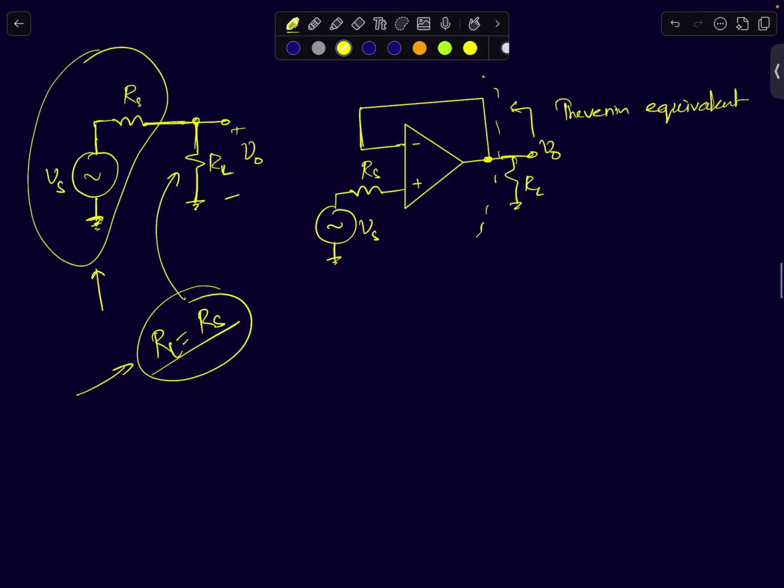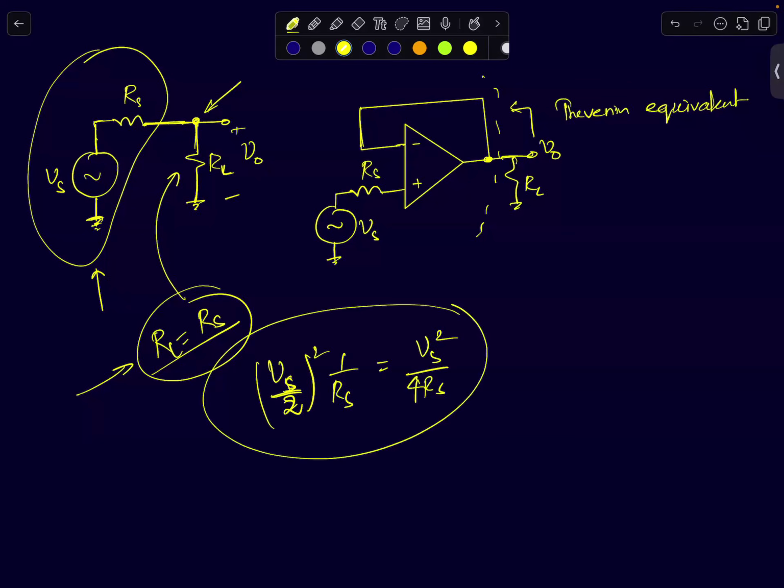So if RL equals Rs, then the voltage across the load resistance has to be Vs by 2. Right? It's a potential divider, Vs by 2. So V square by RL, Vs square upon 1 by Rs, that's equal to Vs square by 4Rs. This is the maximum power you can deliver to a load resistance, and that is modeled by your source resistance.